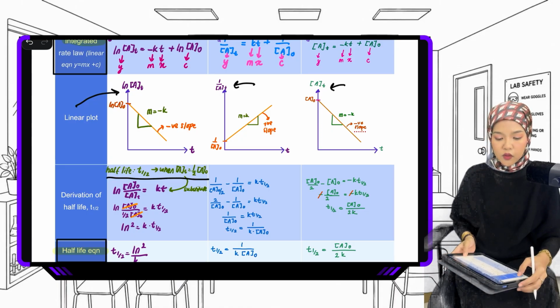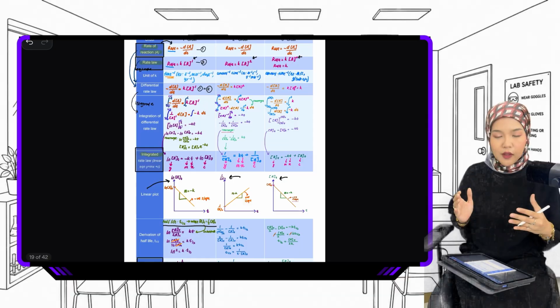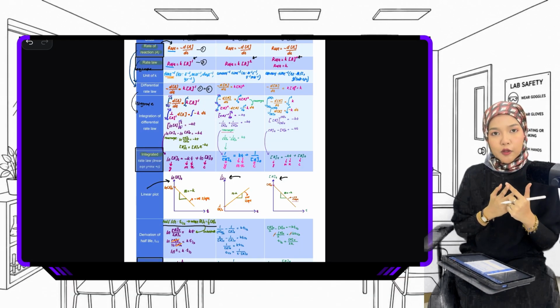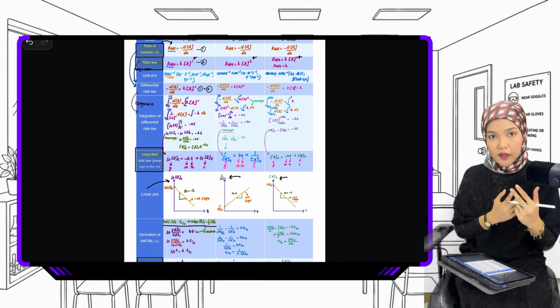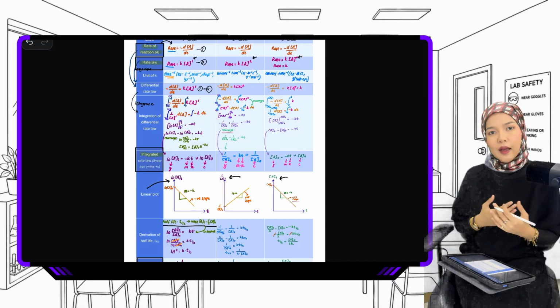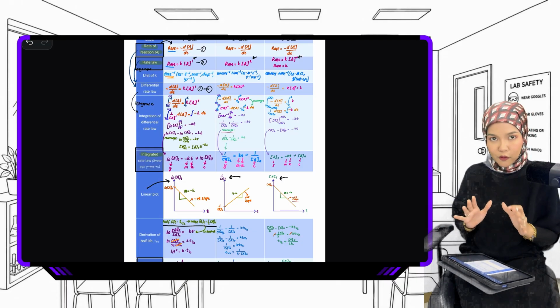Okay, so these are the 4 important parts that you need to know out of this whole table: how you write the rate of reaction, how you write the rate law, the integrated rate law, and also the half-life equation. So most of the time, questions will just play around these 4 parts.